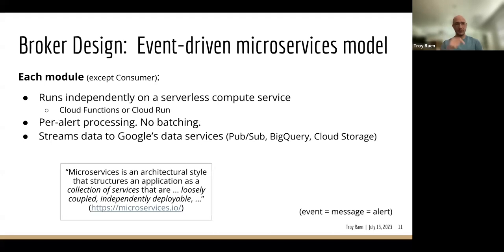Once the consumer gets the stream into PubSub, everything else from there is running on an event-driven microservices model. All the rest of the modules run independently on one of these serverless compute services, Cloud Functions or Cloud Run. This is per alert processing. There's no batching in our pipeline whatsoever. Each message is processed individually. And then each module, again, streams data into one or more of Google's data services. Every module publishes a PubSub stream, and then may also store it to BigQuery and Cloud Storage.